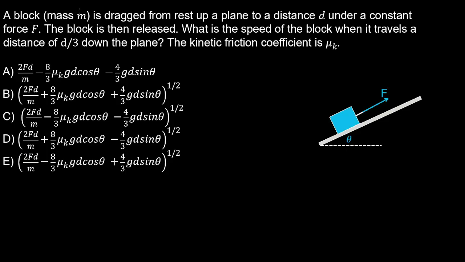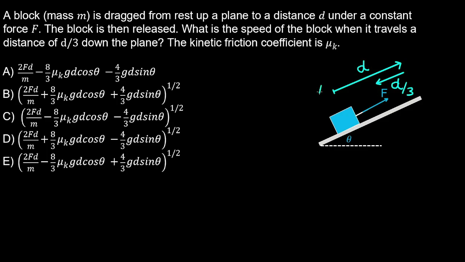A block with a mass m is dragged from rest up a plane to a distance d under a constant force, and then the block is released, and we're asked for the speed of the block when it travels a distance of d on 3 down the plane, and we're given a kinetic friction coefficient.